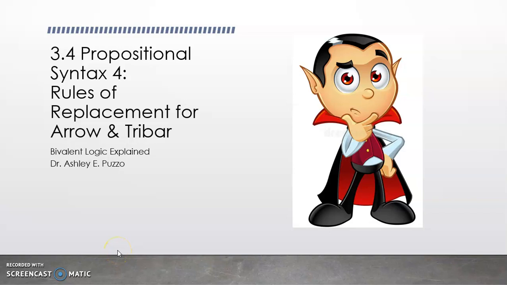Welcome to section 3.4, our fourth section on propositional syntax. Today we're going to go over rules of replacement for arrow and tribar.